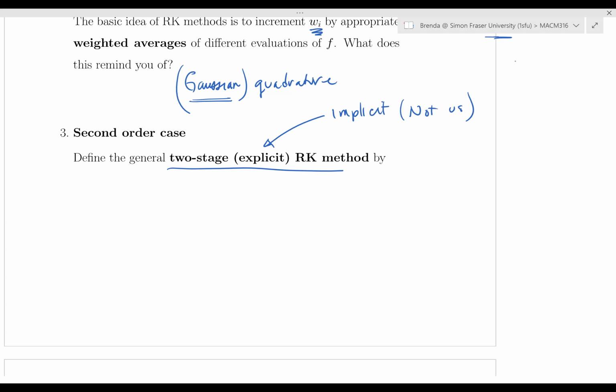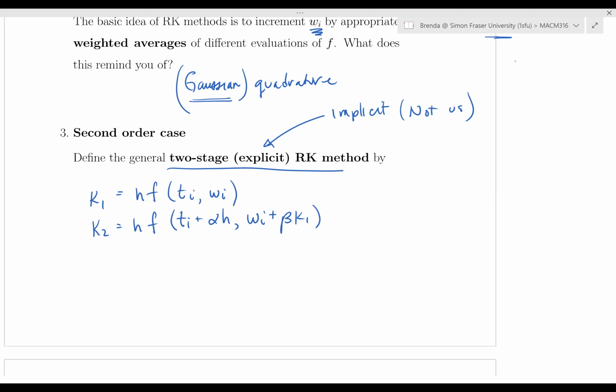Okay, so this two-stage method is going to have two function evaluations, and let me just define this for you. K1 is going to be H times f(t_i, w_i), and K2 is going to be H times f(t_i plus alpha H, w_i plus beta K1). Okay, so what does our update look like with this?